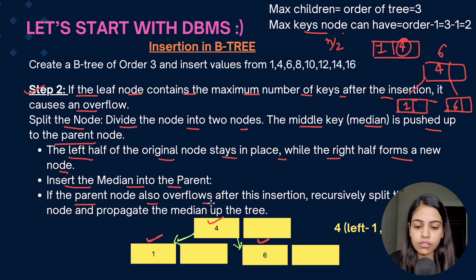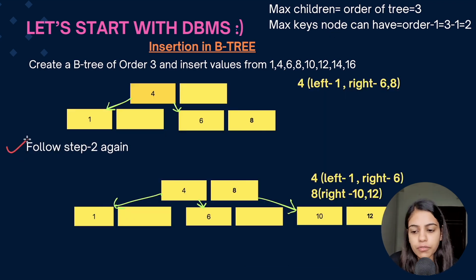If the parent node also overflows after this insertion, recursively split the parent node and propagate the median up the tree. But here the parent node has not overflowed. So now we have to follow step 2 again to insert other elements. So we have inserted 1, we have inserted 4, we have inserted 6. Now we have to insert 8.